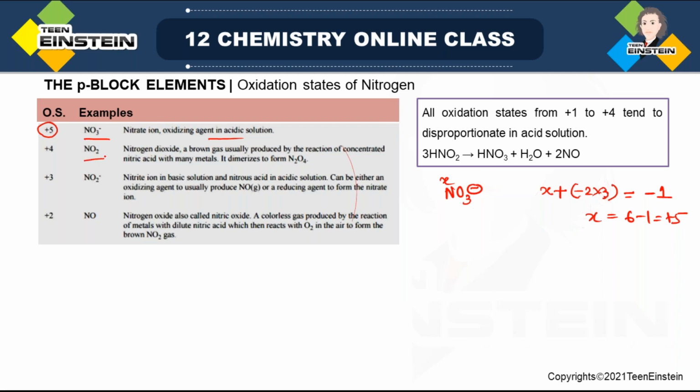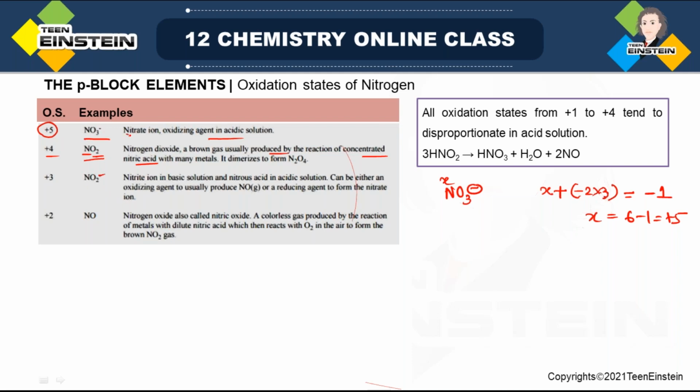The next molecule is NO2. Now it is neutral, NO2, nitrogen dioxide. This is a gas usually produced by the reaction of concentrated HNO3 with different metals. The dimeric form of NO2 is N2O4. Here the total number of oxygens is 2, each oxygen -2 charge, that means 2 oxygens must give a total of 4 negative charge. So the oxidation state of nitrogen will be +4, because overall the molecule is neutral, so the total positive charge will be +4.